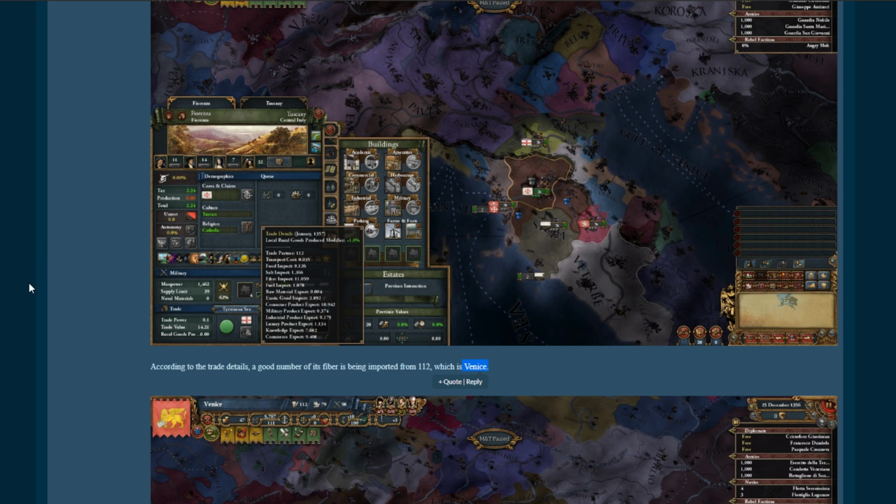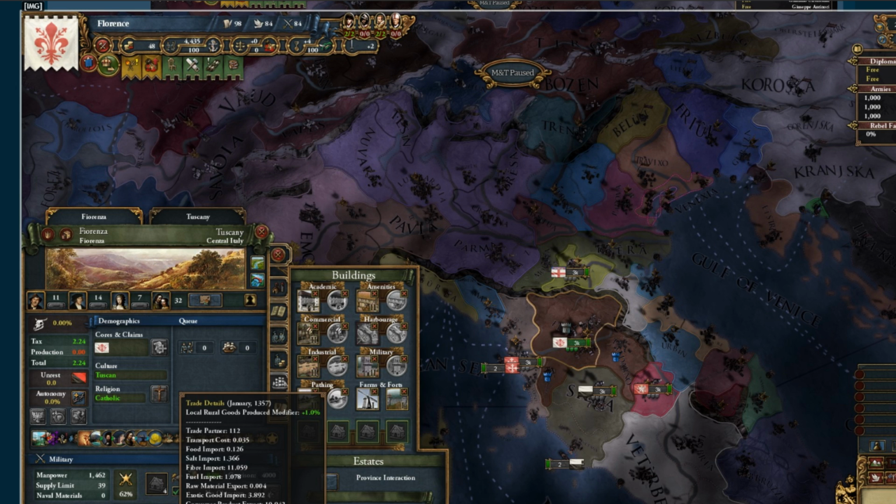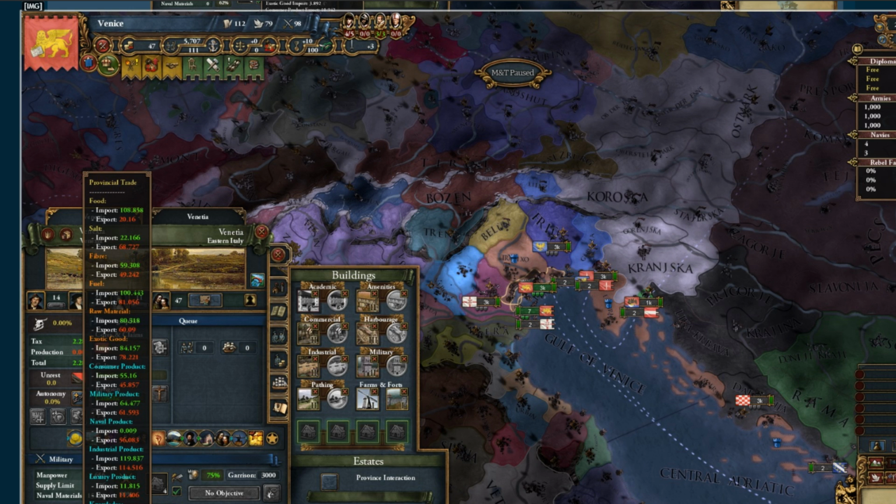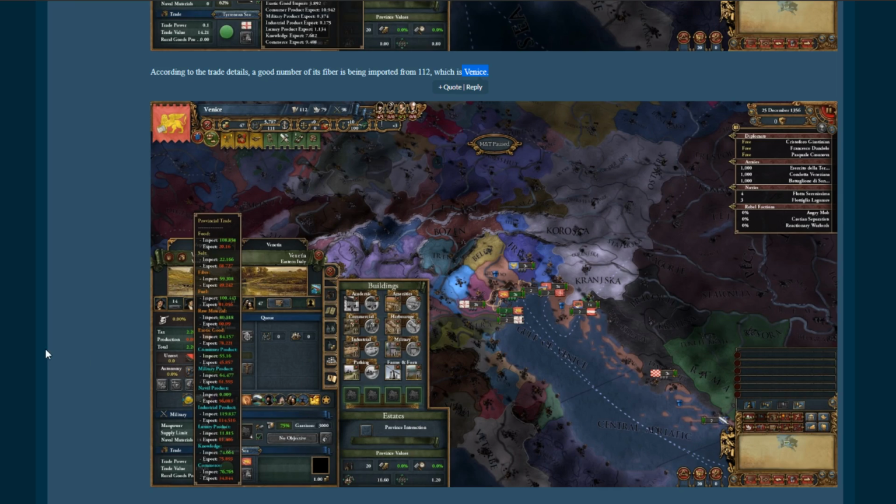So it's trading with Venice, and a lot of its fiber is being imported, 11.059 from Venice. So let's have a look at Venice. Venice is not really producing that much fiber. Instead, it's importing fiber from other provinces, which it then resells. So this is looking at Venice now. If we look at fiber, it's exporting 49, but it's importing 59. So where is Venice importing from?